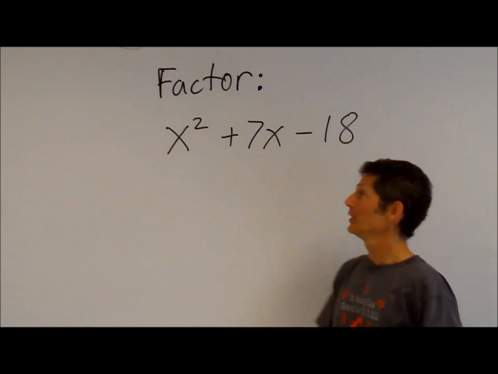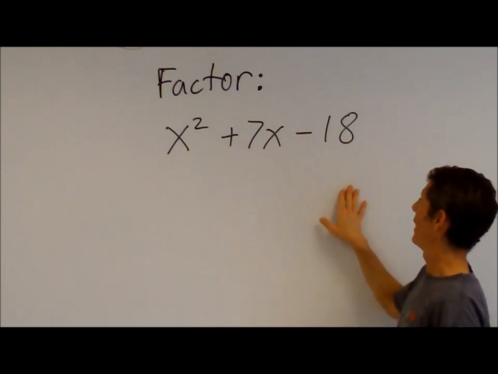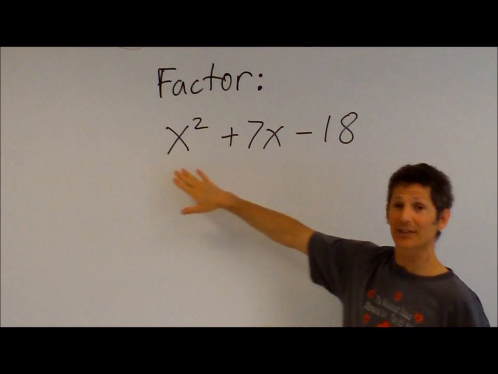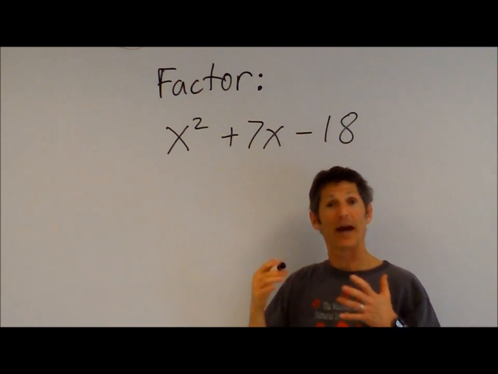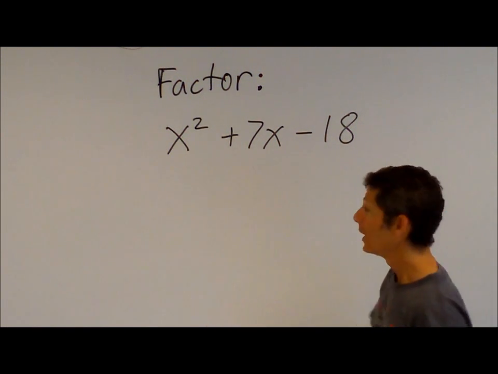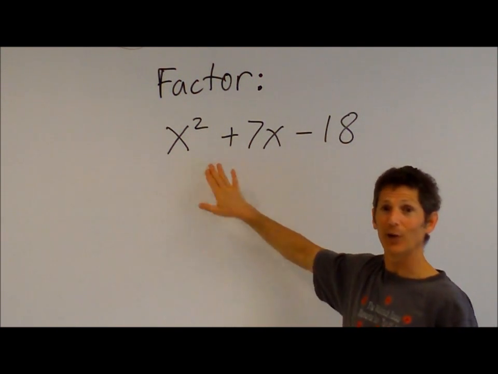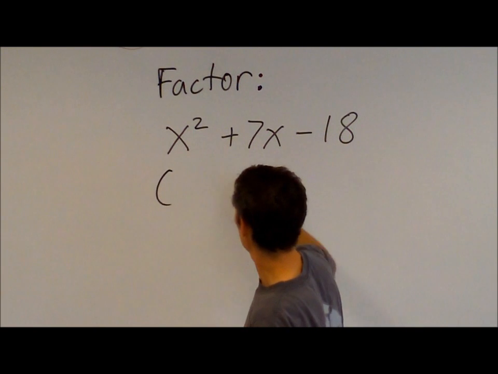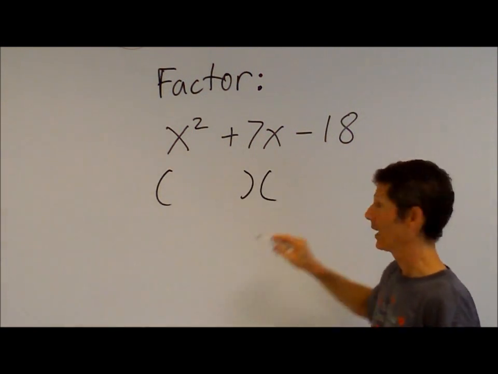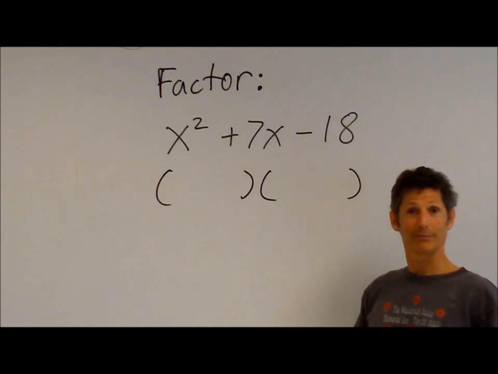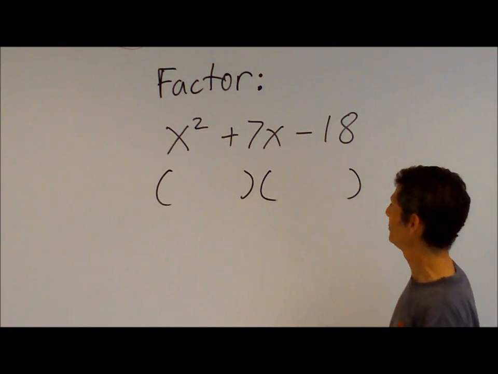The first thing I do, of course, is look for a greatest common factor. Is there some number or variable that goes into each of these terms that I can factor out? I don't think so. I don't either. And this looks like a quadratic. It's an x squared guy, and if x squared guys are factorable, which is not necessarily the case, I can factor them into two binomials.